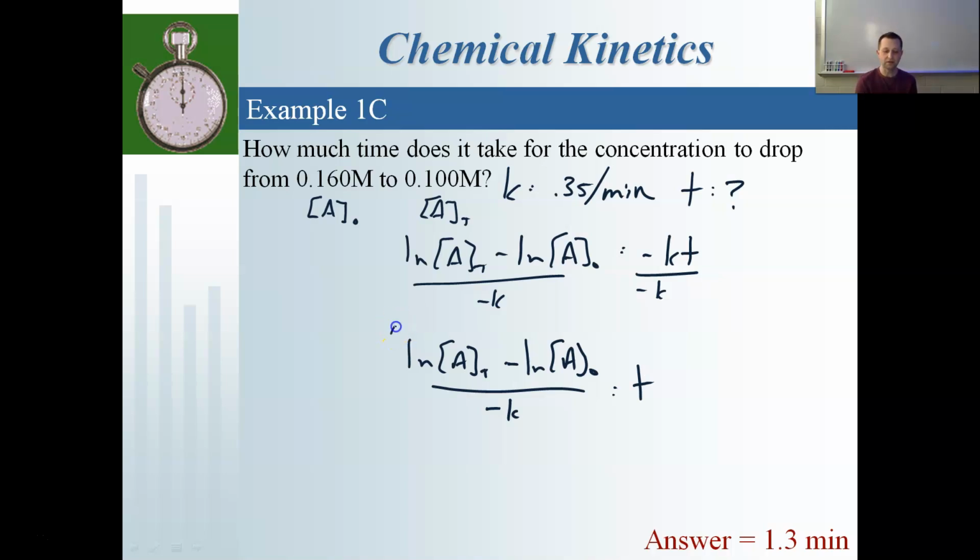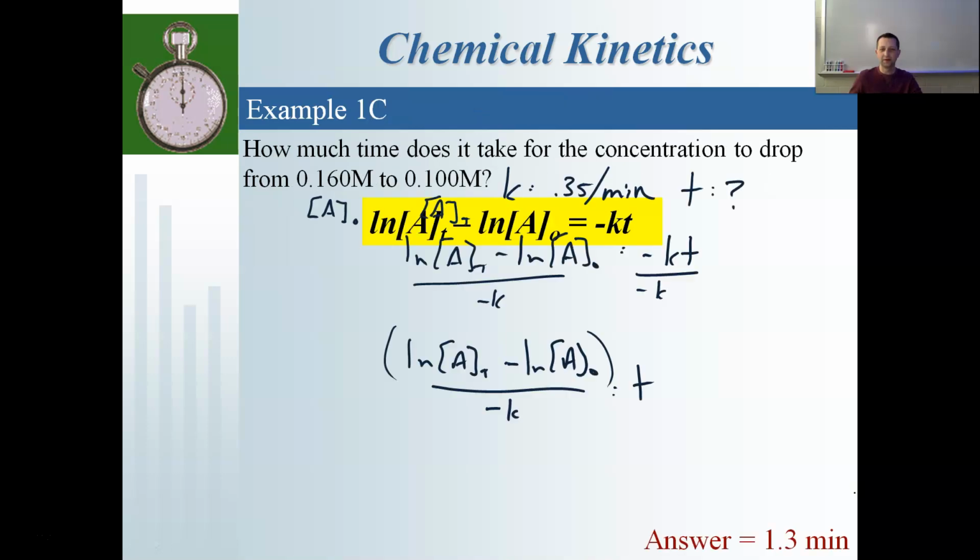What you want to do is make sure you use your calculator properly. So the numerator here, make sure you figure that out first. Type that in with parentheses around it, or else you're going to have an order of operations issue. Plug it all in: your A sub t is your 0.100 molar, your A sub 0 is your 0.160 molar, and your k is 0.35 per minute. And you should end up with your time. If you do that correctly, you should get an answer of 1.3 minutes.